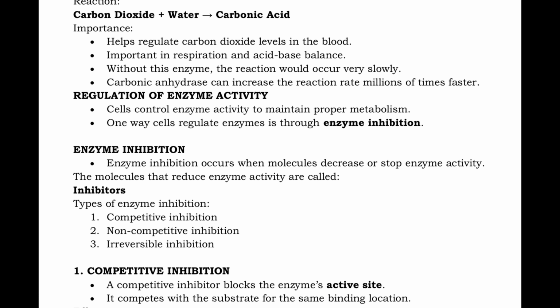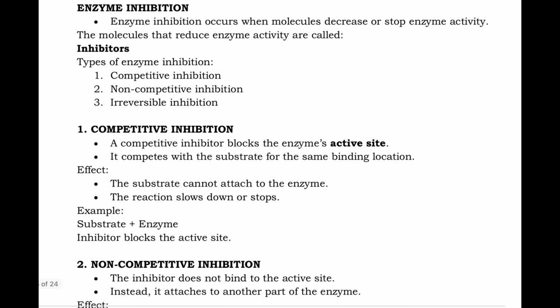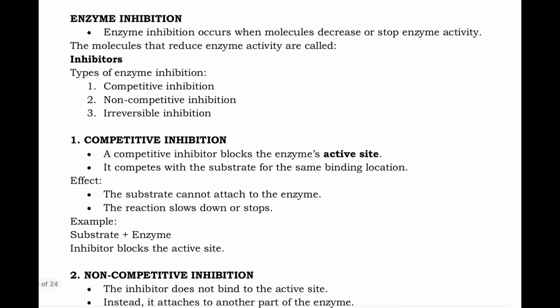Regulation of enzyme activity: cells control enzyme activity to maintain proper metabolism. One way cells regulate enzymes is through enzyme inhibition. Okay, enzyme inhibition occurs when molecules decrease or stop enzyme activity. The molecules that reduce enzyme activity are called inhibitors. Types of enzyme inhibition: number 1, competitive inhibition, non-competitive inhibition, and irreversible inhibition.